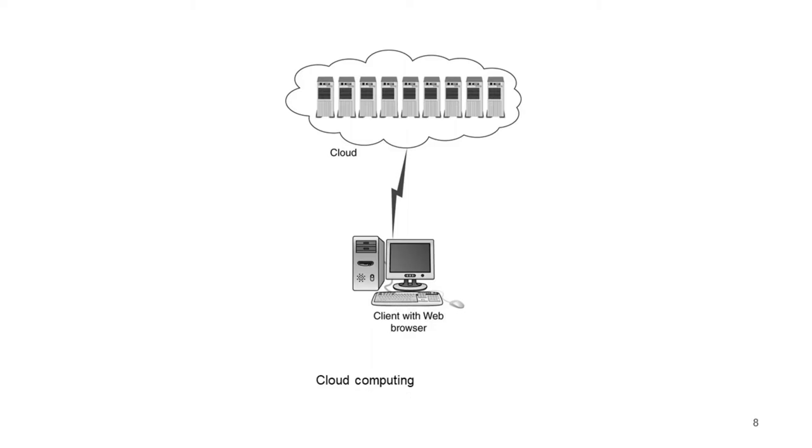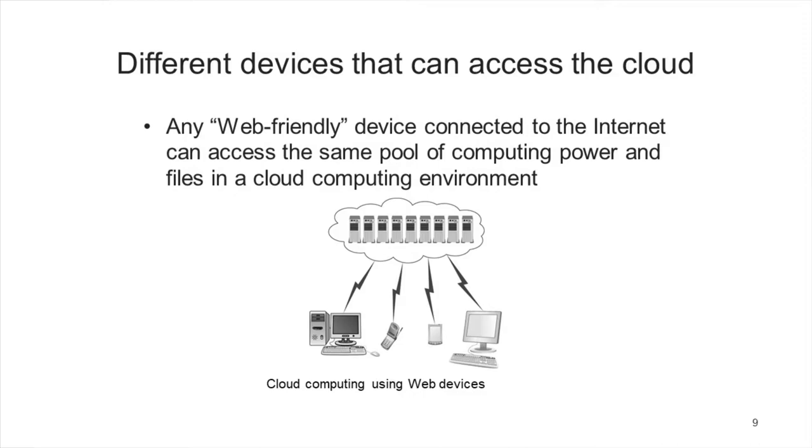With cloud computing, what I'm trying to show you on this slide is that you might have a lot of hardware sitting in a cloud, and then the client web browser connects to that specific cloud to do your processing and your storage of data. There are different devices that can be used to connect to the cloud. Obviously, the main thing is it should be web friendly, so it should have a browser that can browse to the cloud, whether it's a private cloud or a public cloud. You will see there's PCs, laptops, cell phones. Nowadays it's easy with cell phones also.